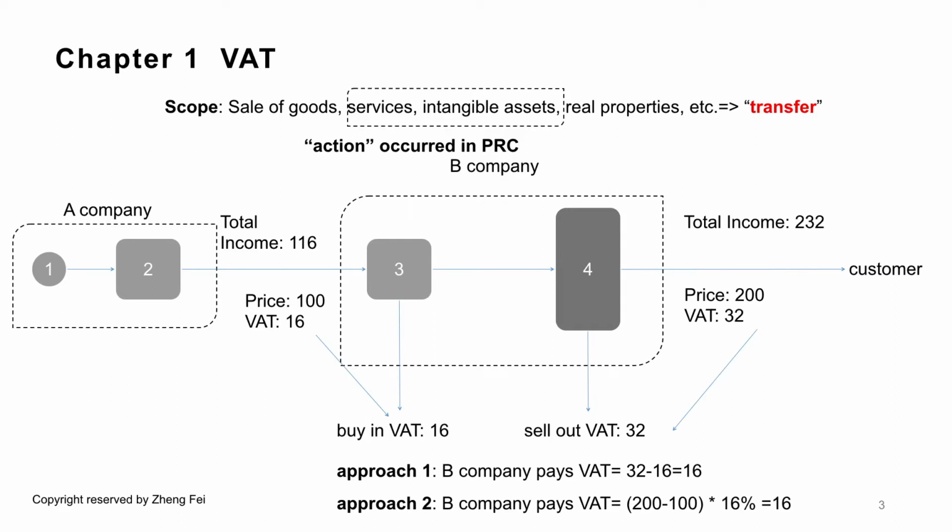For example, first, services occurring completely outside the PRC. And second, intangible assets completely used outside the PRC, such as when the seller is in China and sells technology to a buyer outside China, which is not subject to the VAT. A third example is leased goods used completely outside the PRC, which are not subject to the VAT.